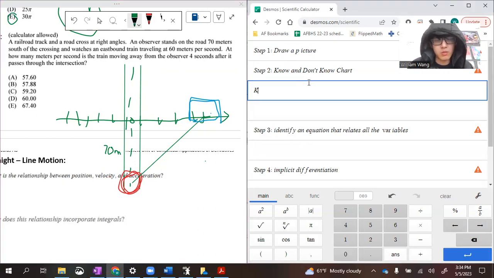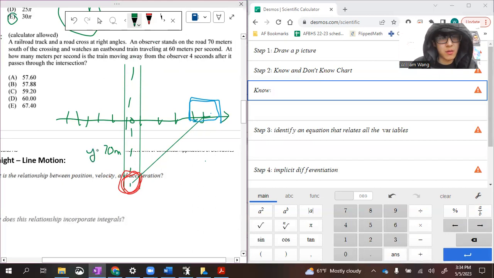So what I know and don't know. All right, I know this is 70, so I'm going to label this as y. y is equal to 70. Cool. What else do I know? I know something's 60 meters. We have to give these variable names though, right?